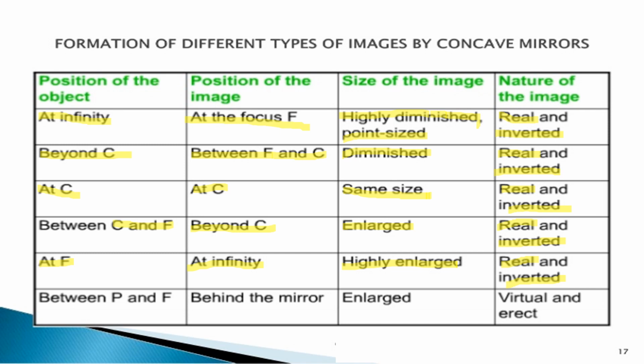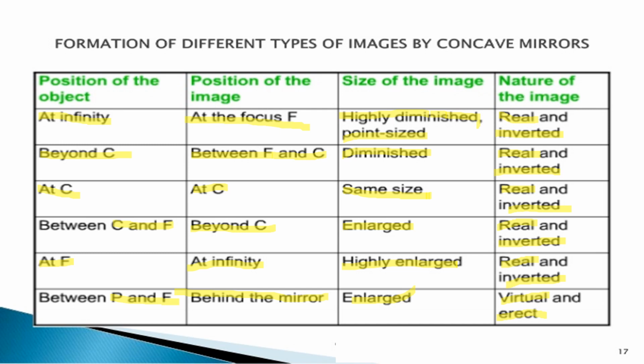Nature of the image, you remember children, everywhere we'll get real and inverted only in the case of concave mirror, except one case, that is between P and F. When you take the object there, we'll get a virtual and erect image instead of real and inverted, and the size is enlarged; it is behind the mirror.